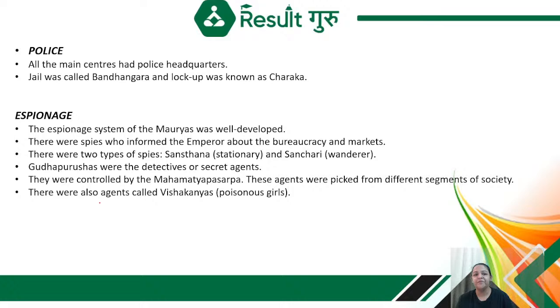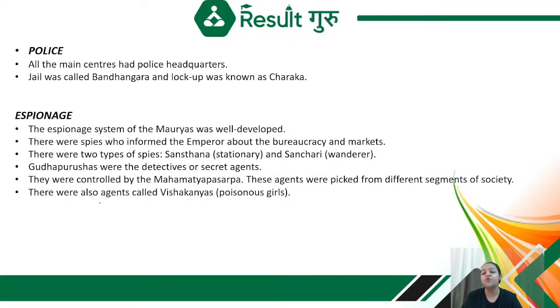Jail is basically where you are sent for long term, and lockup is something where you're locked up for your initial trial period unless and until you have been proven guilty. Let's talk about the espionage system, which is basically the spy system. The espionage system was very well developed. There were spies who informed the emperor about the bureaucracy and the market. So every minister was actually spied on. The spies would be informing the king about what was happening in the bureaucracy, in the Mantri Parishad, in the markets, everything.